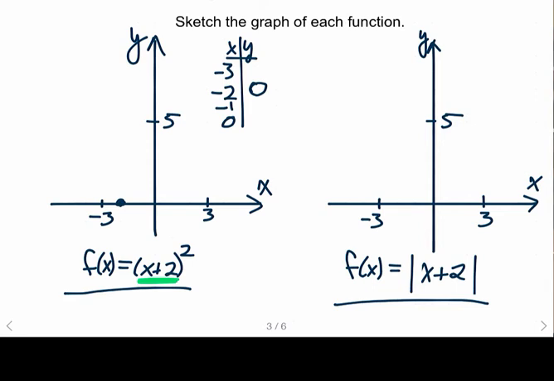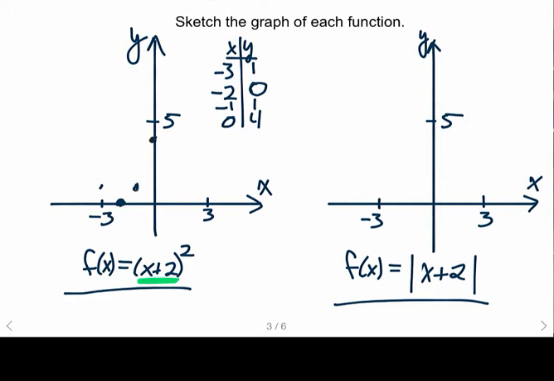f of -3 is going to give me (-1) squared, which is 1. f of -1 is going to give me 1 squared, which is also 1. And then f of 0 is going to give me 2 squared, which is 4. And so let me go ahead and plot those points.